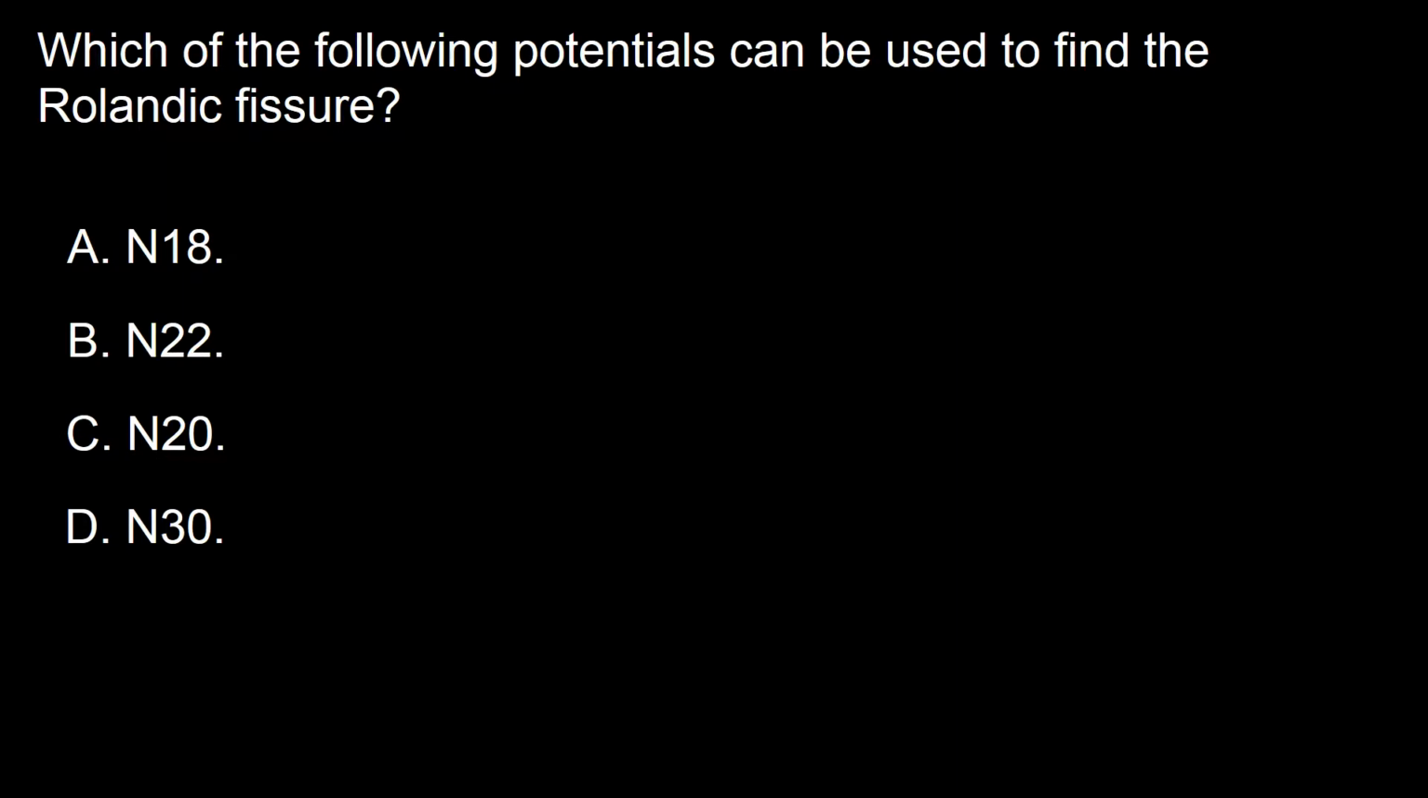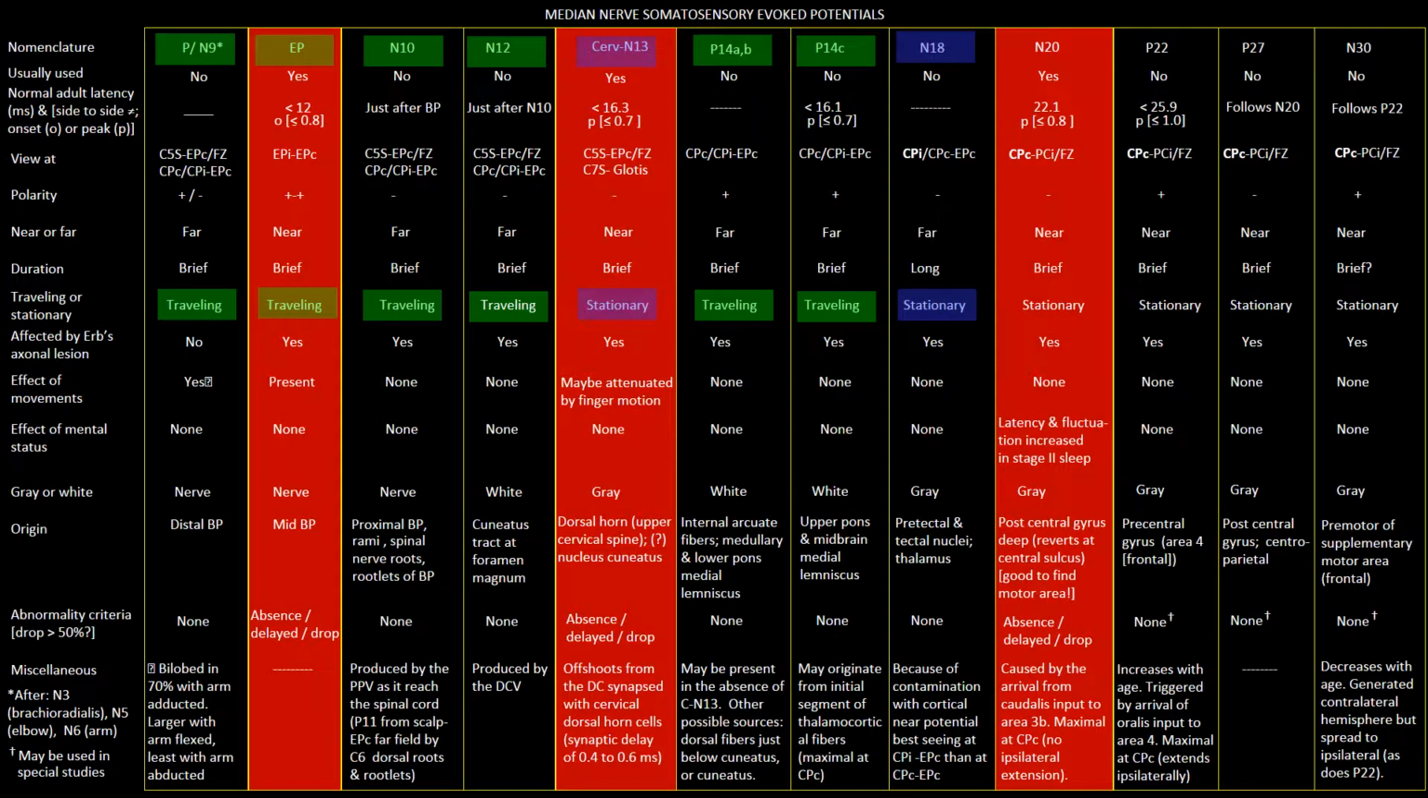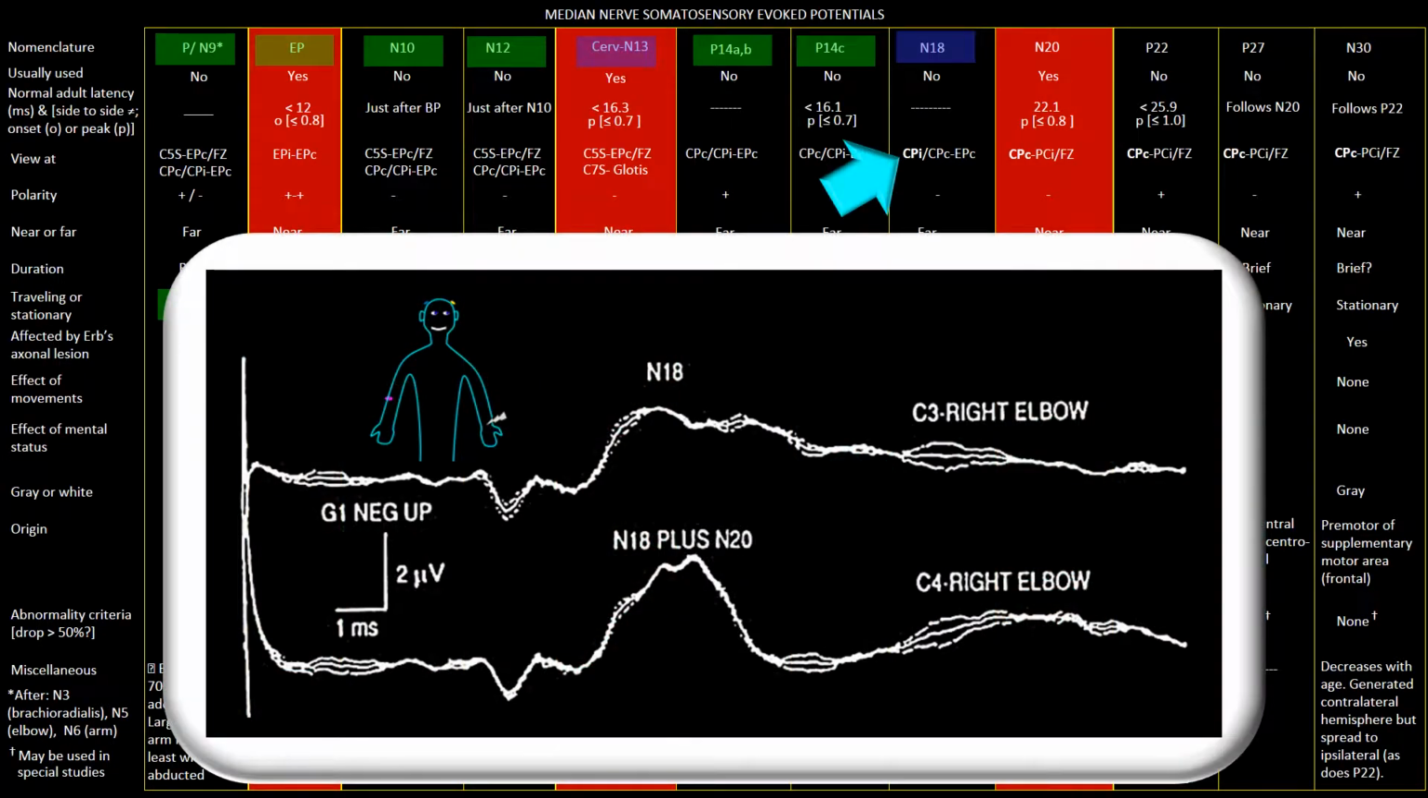Next question. Which of the following potentials can be used to find the Rolandic fissure? A, N18; B, N22; C, N20; D, N30. The second stationary potential, usually captured in regular somatosensory evoked potential studies, is N18. It is currently considered by most authors to be a thalamic potential, but others believe it is generated at the tectal or pretectal region. N18 can be captured in isolation recording from the ipsilateral central region referred to a non-involved site, or in conjunction with N20 if recorded from the contralateral centroparietal region referred to a non-involved site.